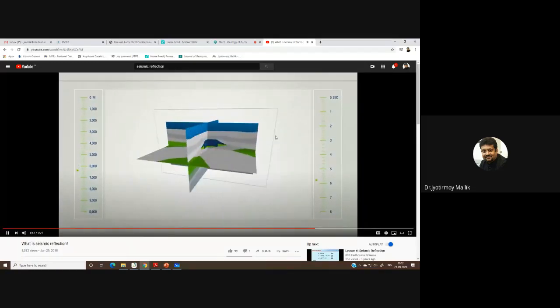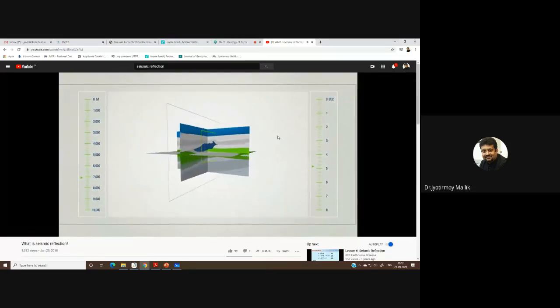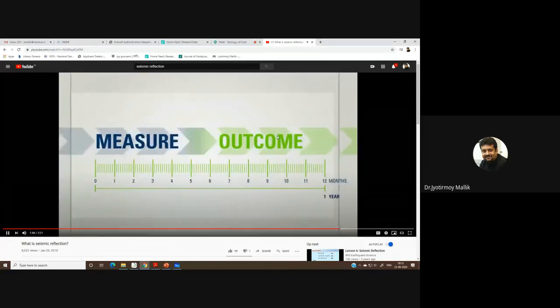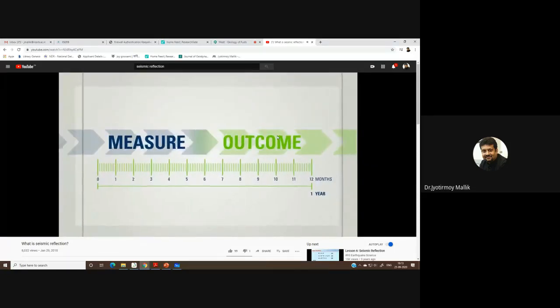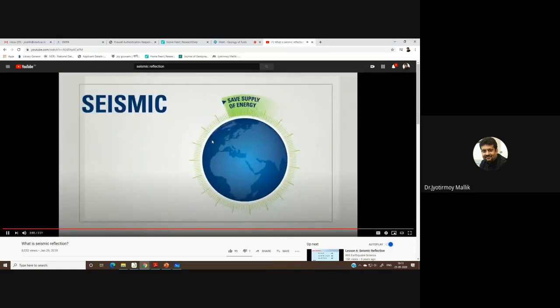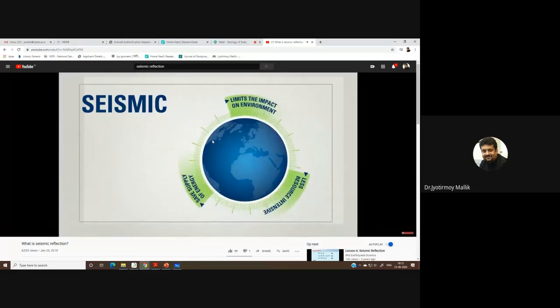Then, of course, this is done by a geophysicist. Then the geophysicist interacts with the geologist to come up with a proper geological solution of how the thing actually looks like. And then they try to identify the different types of traps, reservoirs, source rock, and then, of course, what type of fluid it might have.